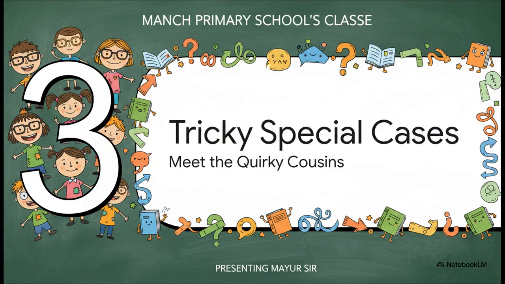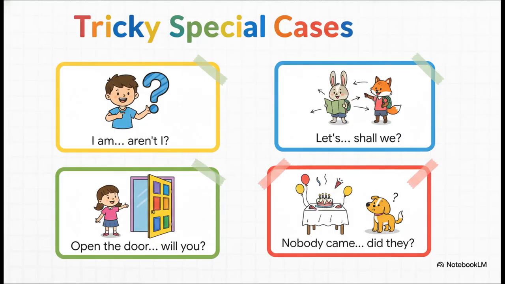All right, so we've got the main rule down. But every family has those quirky cousins, right? The ones who do their own thing. Well, English grammar is no different. It's time to meet the quirky cousins of question tags. These are the special cases, the exceptions that don't quite follow the main rule. But don't worry, once you get to know them, they're actually pretty easy to handle. So let's take a look at these characters. First up, the I am rule. If you say I am your friend, the tag is aren't I? Yeah, I know, it feels a little weird, doesn't it? But trust me, that's the correct way.